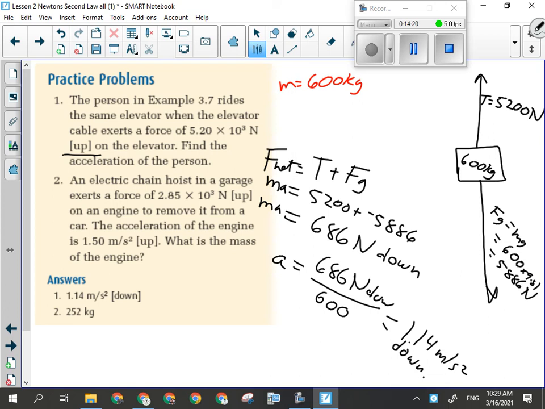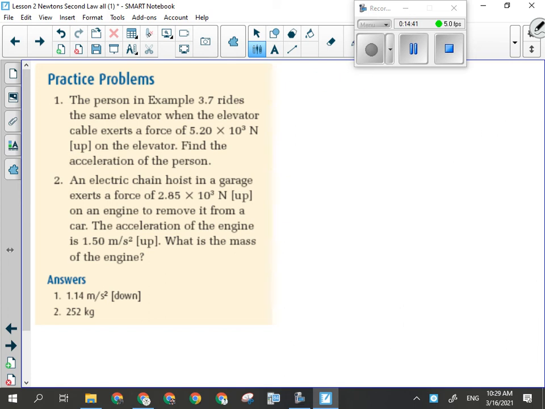Now, number 2 is still an elevator question, but it sets up differently because they want us to find the mass. And this can be a little bit tricky because I have to have mass to calculate the force of gravity, and I don't have it. So I have to look at this one a little bit differently. In question number 2, I have an electric chain hoist. If I want to lift something off the ground and I use a pulley or a hoist, I'm lifting it directly up. It's still an elevator.